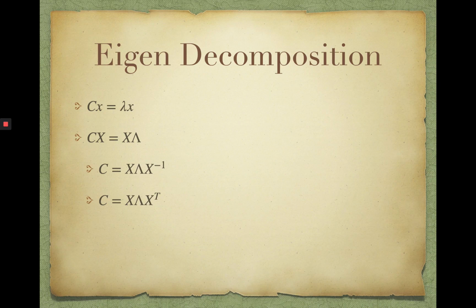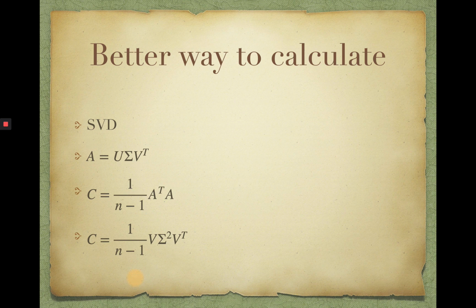Calculating the C matrix, since you're squaring a matrix, you tend to introduce more errors. So if there's any error inside the original A, when you calculate C, which is A transpose times A, you in essence square the errors. So the errors get bigger. It's not that the eigen decomposition is bad, it's really just that calculating C gives you more errors in the system. So we'd like to be able to calculate it without having to do that.